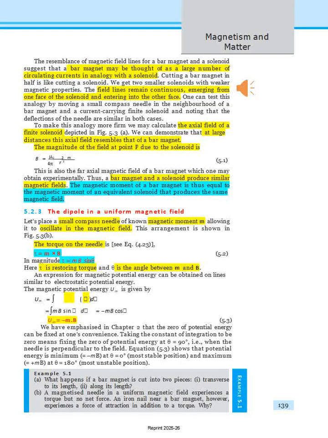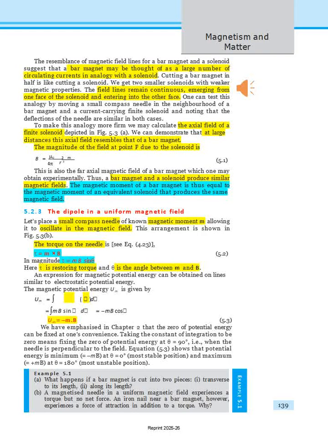To make this analogy more firm, we may calculate the axial field of a finite solenoid depicted in figure 5.3. We can demonstrate that at large distances this axial field resembles that of a bar magnet. The magnitude of the field at point P due to the solenoid is given by equation 5.1. This is also the far axial magnetic field of a bar magnet, which one may obtain experimentally. Thus, a bar magnet and a solenoid produce similar magnetic fields. The magnetic moment of a bar magnet is thus equal to the magnetic moment of an equivalent solenoid that produces the same magnetic field.